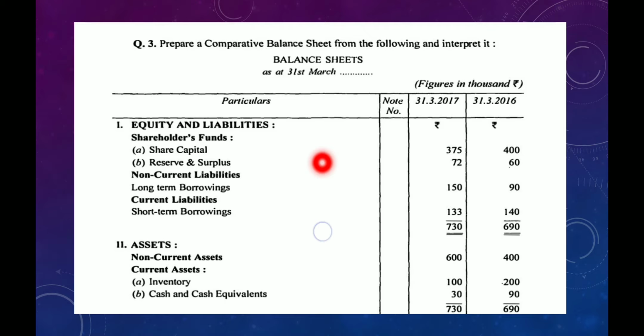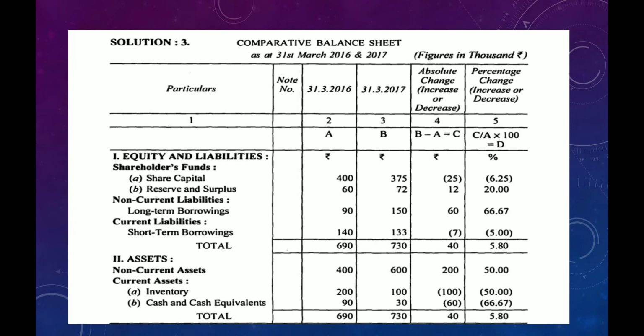Now the first question we are going to discuss is from D.K. Goel, the third question of practical. These are the figures which are given. It is a current year figure and it is a previous year figure, because 2016-17 is the recent year. You can pause the video here and make the comparative statement, and after that you can compare it with the solution. So here is the solution.